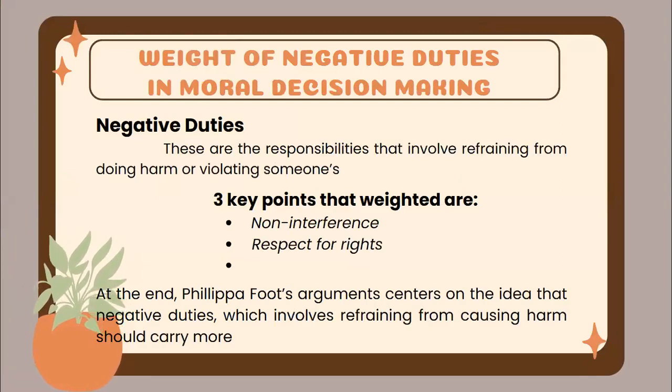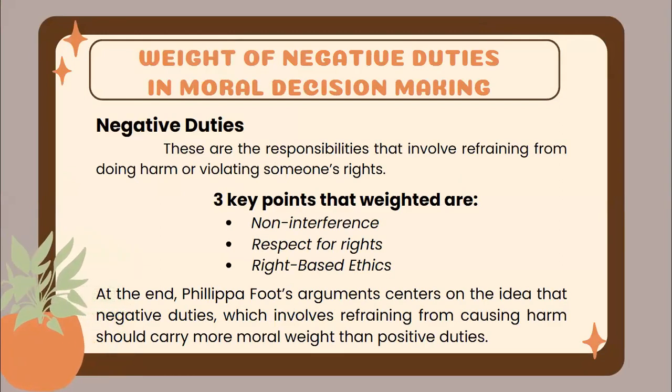Weight of negative duties. In moral decision making, negative duties typically require us not to interfere with the interest or well-being of others. For example, the duty is not to kill, steal, lie, or harm someone. Key points are weight and non-interference. This means it emphasizes the principle in moral decision making that there are moral obligations not to actively harm or interfere with the well-being of others.